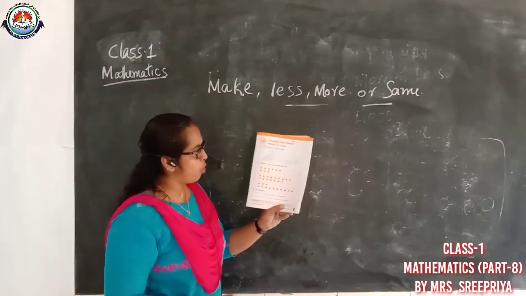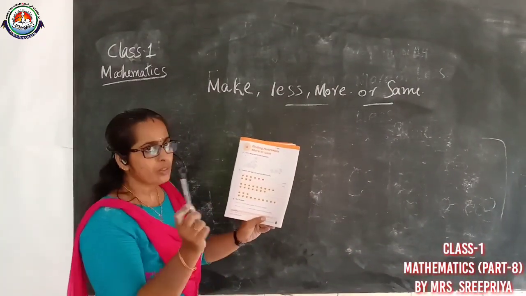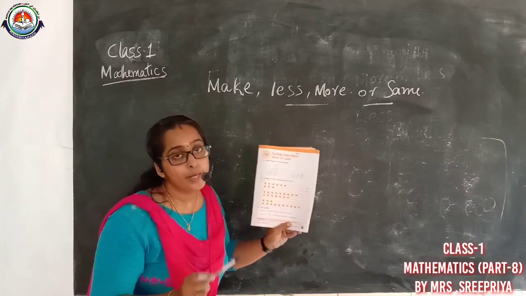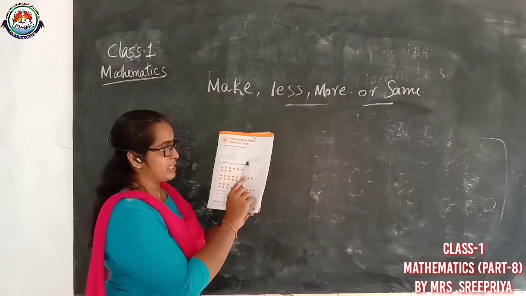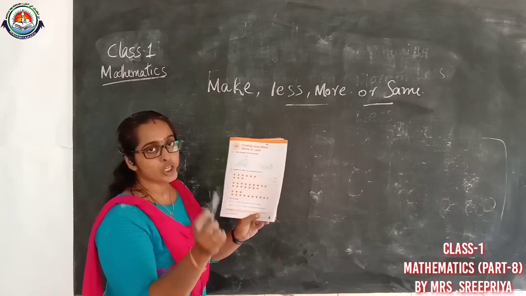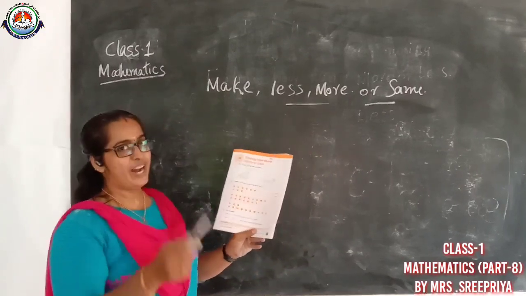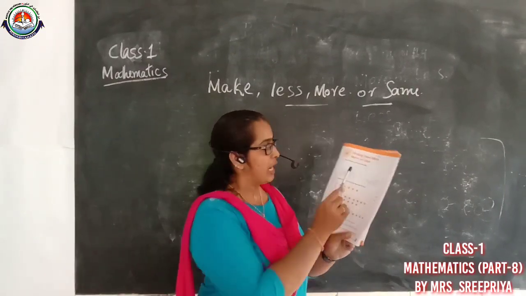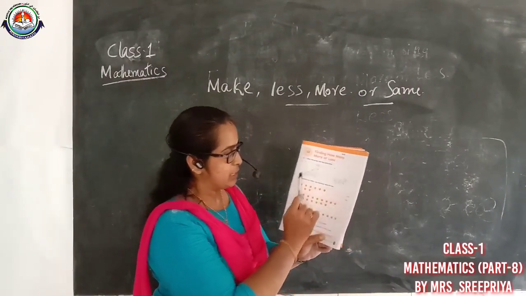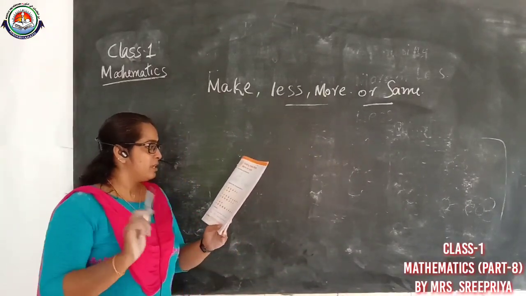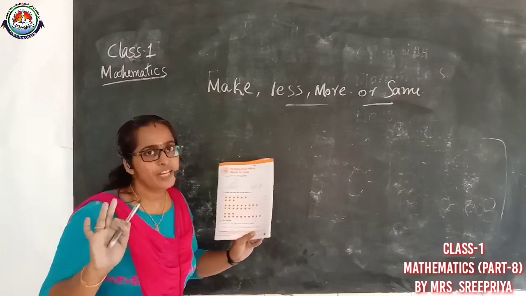Which group has more? Here or here? First one, how many are there? 1, 2, 3, 4, 5. 5 are there. Second one, 1, 2. So which is more? First one. Very good. So you need to color this one. All of you do fast. Finish.